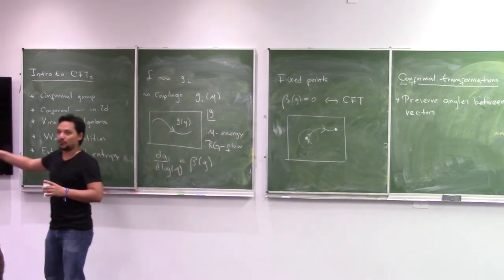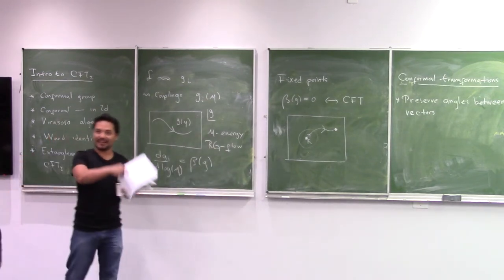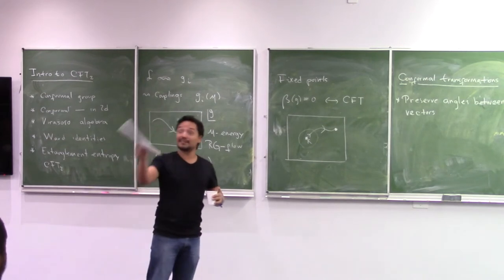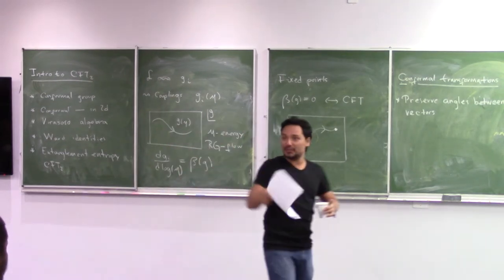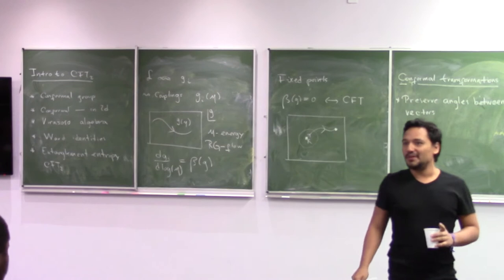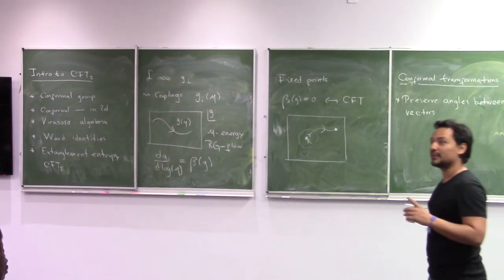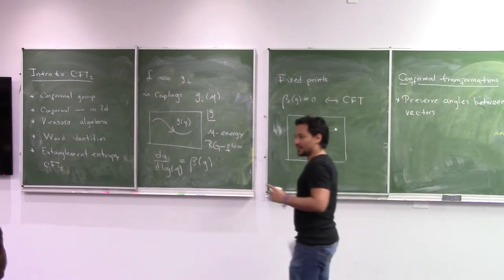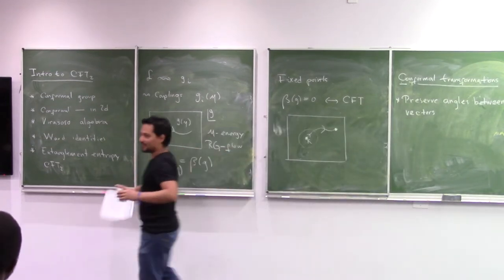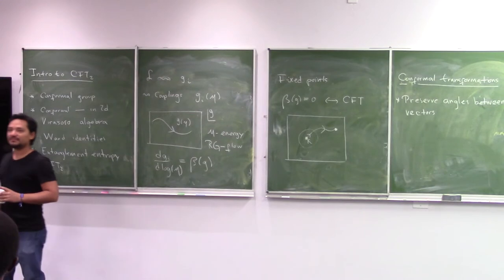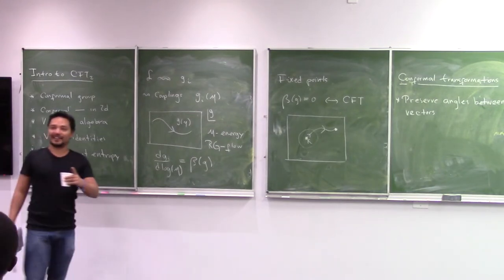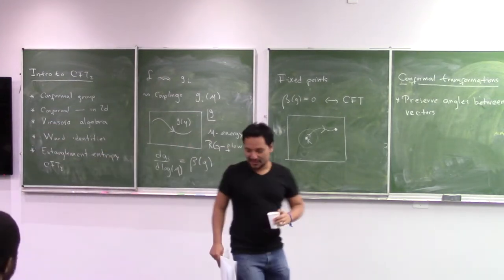You know what boosts are, right? These are like rotations with time. It's hyperbolic, but still, the angle stays. What you just described is the Poincaré group, which is the group of invariances of special relativity. Another one: scaling, that's the extra weird guy. Scaling is the new one.